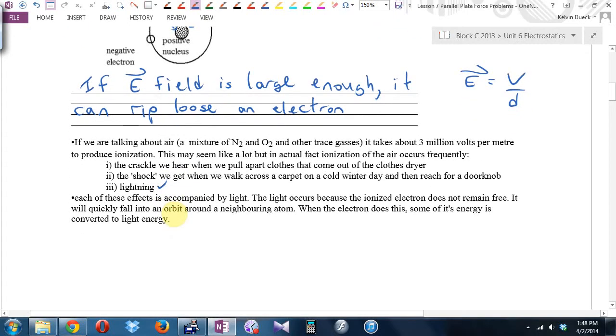Each of these effects is accompanied by light. The reason there's light, a spark, is because this electron, when it gets bumped to the next atom over, is in a higher electron shell than it wants to be, and it wants to fall back down to its proper electron shell. But in order to do that, it has to get rid of some energy. What form does the energy that it gets rid of take?